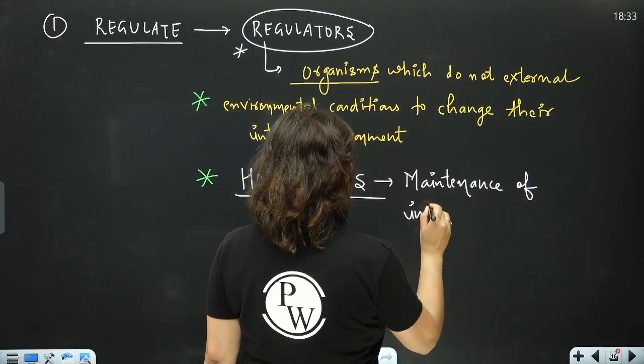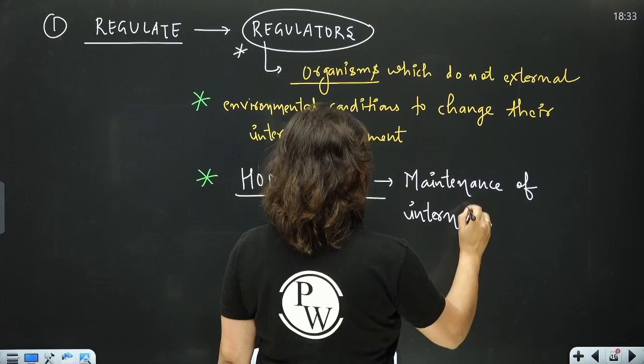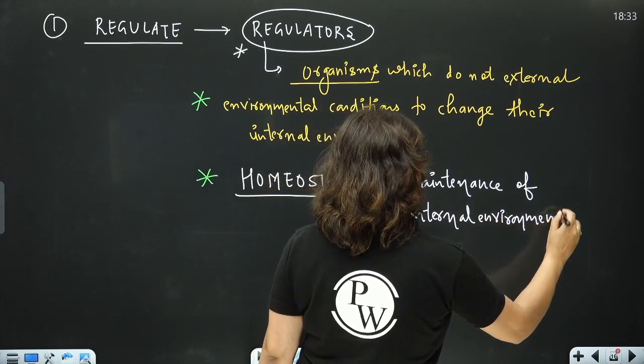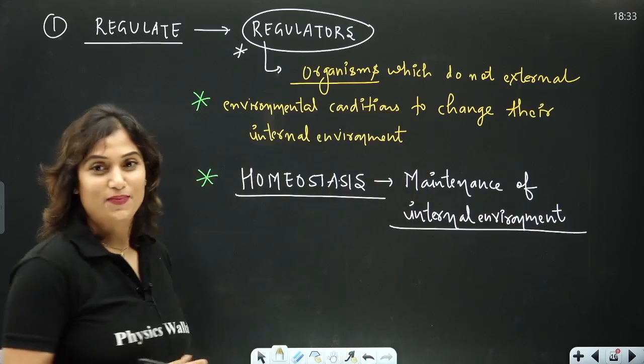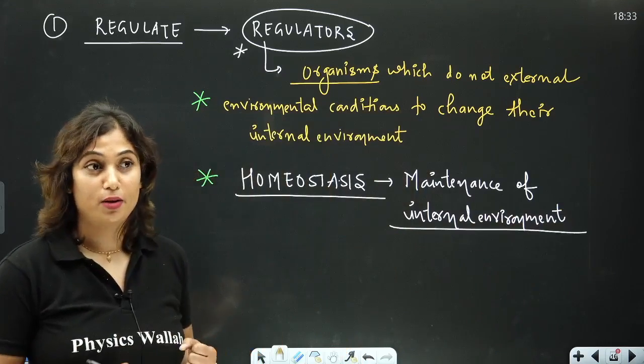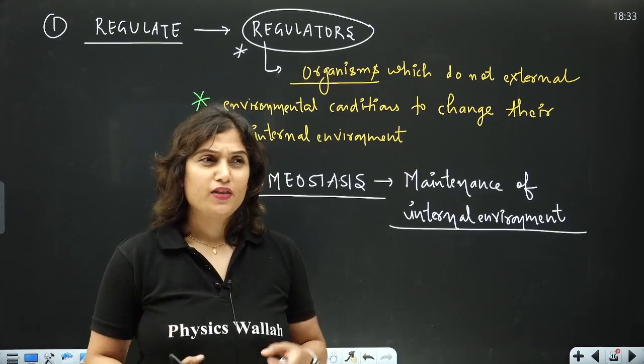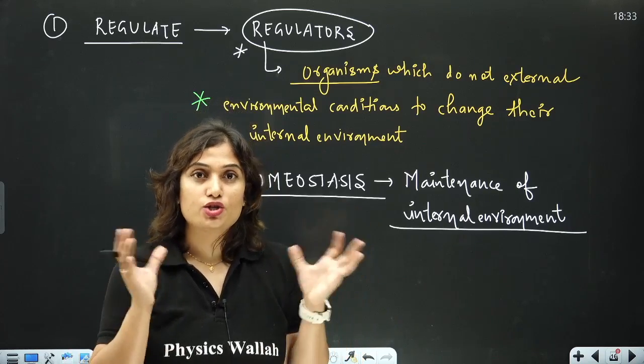Maintenance of internal environment is called homeostasis. They maintain their internal environment. When it is too hot outside, then we sweat. When it is too cold outside, we shiver, right?